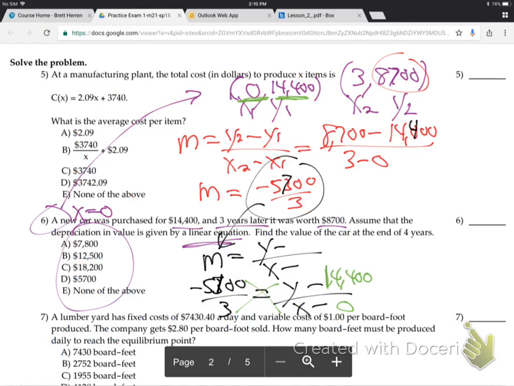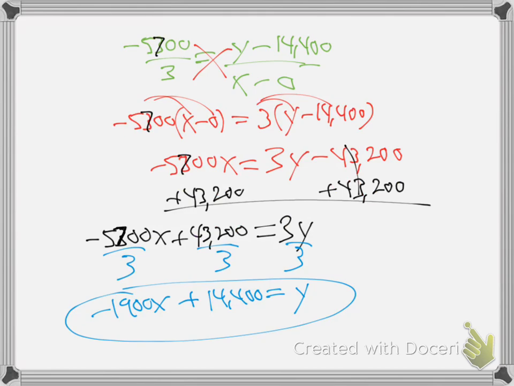They say 4 years. They want the value of the car at 4 years. Remember, that's x. Time is always x. They're saying, hey, when you get that equation, stick a 4 in for x. So I take this equation now, and I say, okay, put in a 4 right there. So this, I'll bring it over here. This becomes minus 1,900 times 4 plus 14,400. Everybody see that?